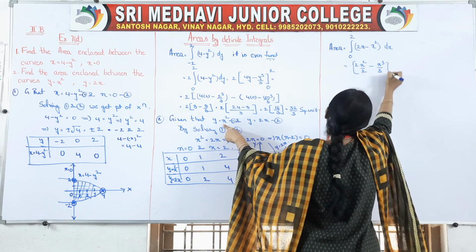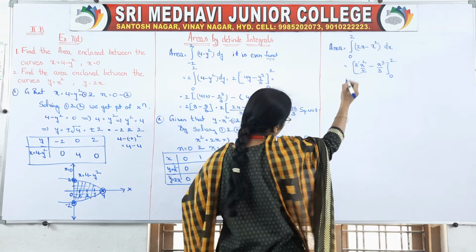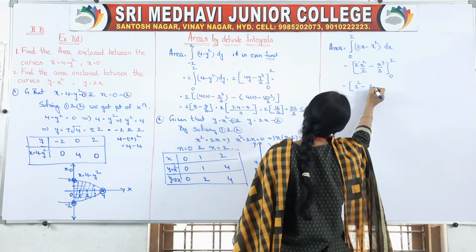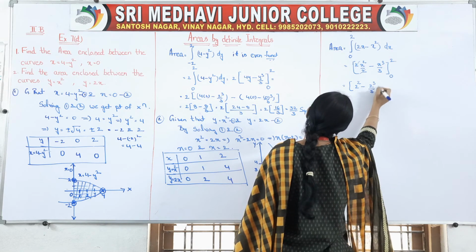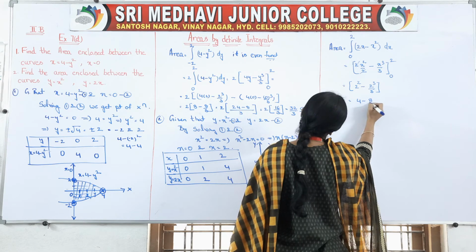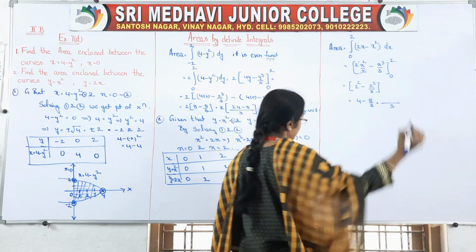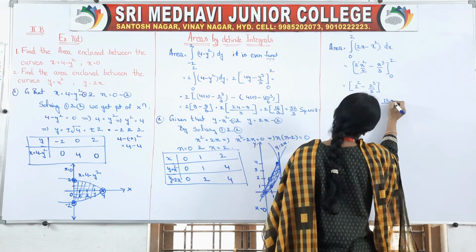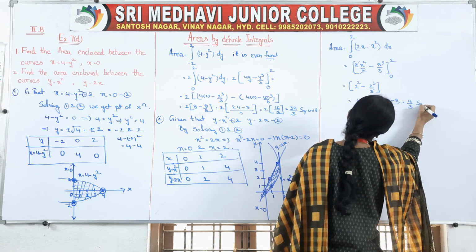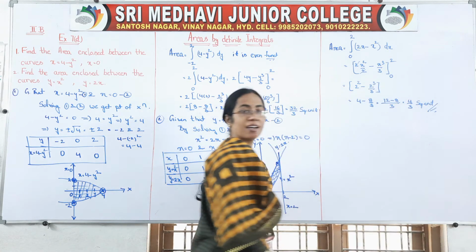Once the integral is over, we have to take the limits on the right side. 2 cancels, so it is 2 square minus 2 cube by 3. Okay, it is 4 minus 8 by 3. So 3 is the LCM. So it is 12 minus 8 is equal to 4 by 3 square units is the answer.